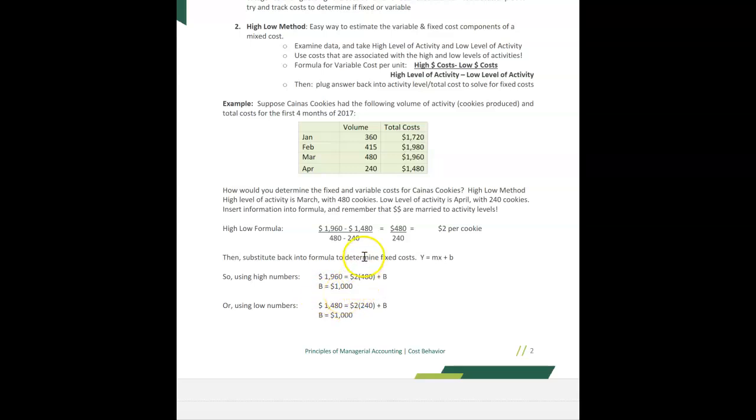If we do it at the low level of activity of 1480, that would be 1480 equals 2 times 240 plus B, your intercept. You're still going to get the same 1,000. You can use either one. It'll give you the same answer. So I usually do the one that has the easiest math. Oh, you can't use any other value. Only the high or the low. So what, in effect, we're doing here is drawing a line between the high and the low level of activity. That's what it does. And it's one way to estimate it. It's not perfect, but it's one way to do it.